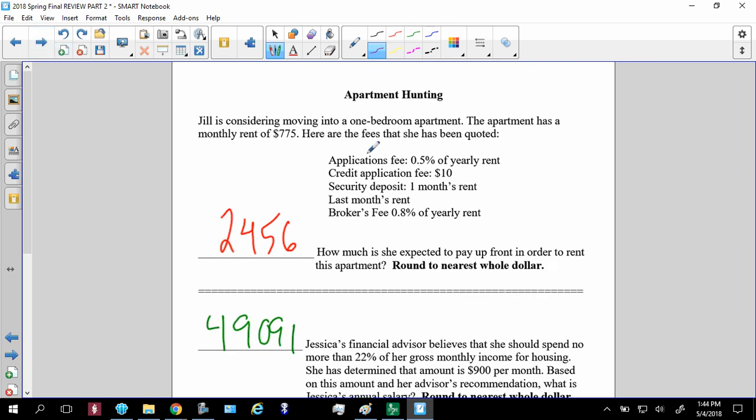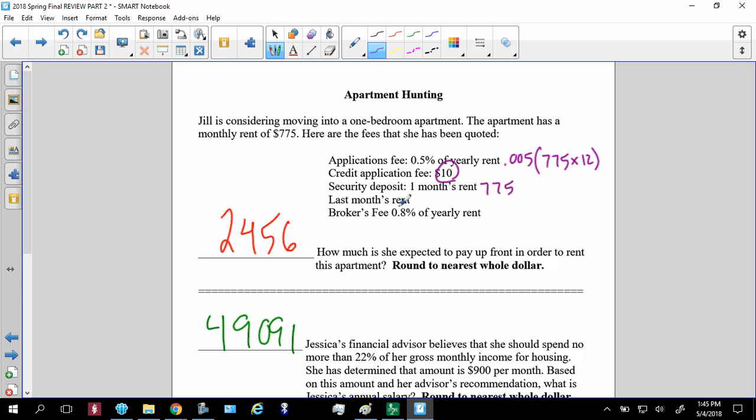Apartment hunting. All right, so $775. The application fee is 0.5% of yearly pay, so that is converted to a decimal, 0.005 times $775. Yearly pay is times 12. Monthly pay is $775. I'm sorry, the application fee.